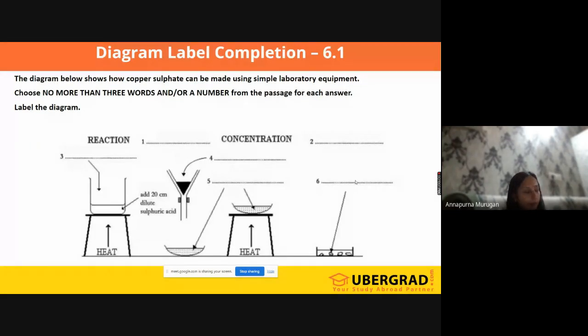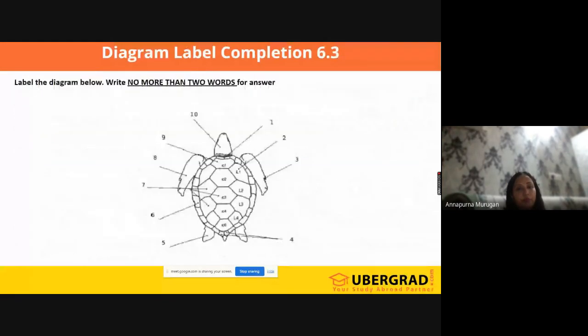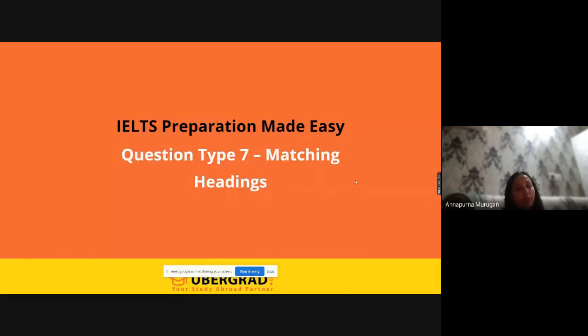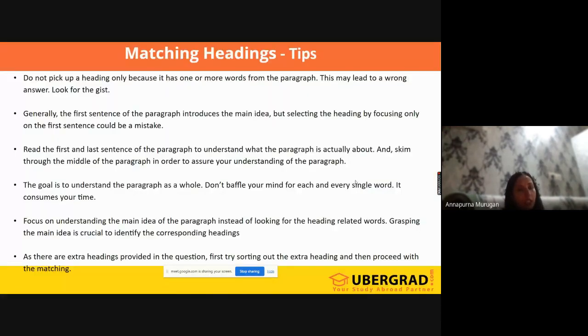Understood, guys? Now, I'll give this one, matching headings. See, what is this matching headings? You will have the list of headings and you need to match for each of the paragraphs here. What you need to do? You need to match for each of the paragraphs.